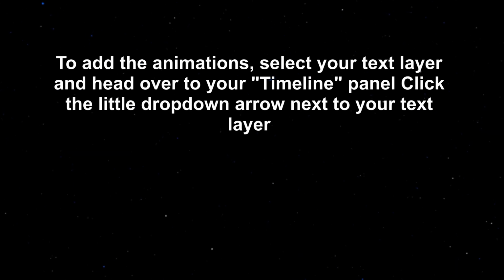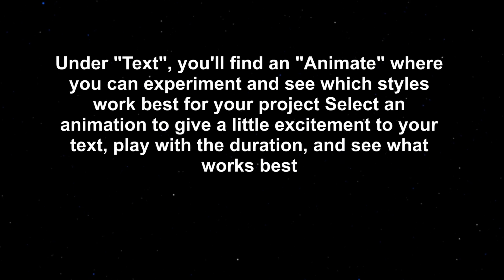To add the animations, select your text layer and head over to your timeline panel. Click the little drop-down arrow next to your text layer. Under text, you'll find an animate where you can experiment and see which styles work best for your project. Select an animation to give a little excitement to your text. Play with the duration and see what works best.